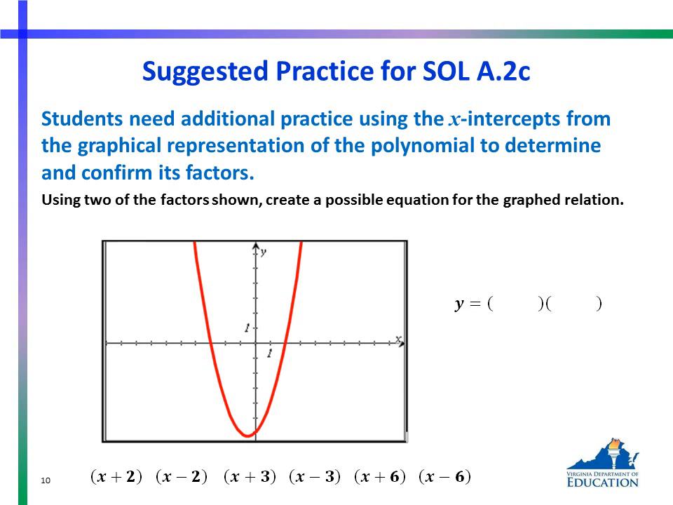Here is another example for SOL A.2c. Students need additional practice using the x-intercepts from the graphical representation of the polynomial to determine and confirm its factors. Most students can answer questions that require selection of a factored equation from a list of answer options to match the given graph. However, it is more difficult for them to create the equation from a list of factors. The answer to the question is shown on the screen.